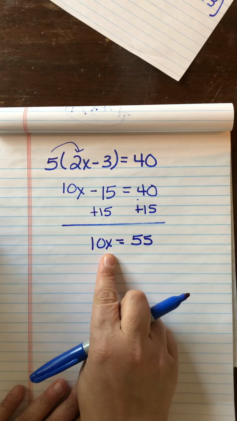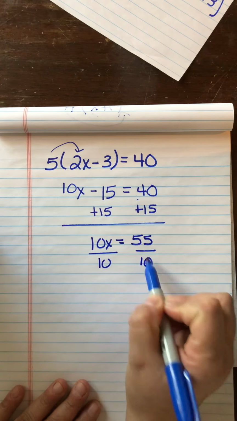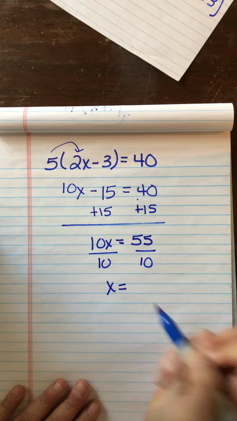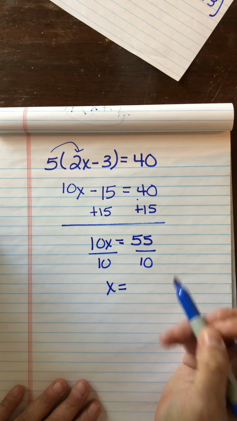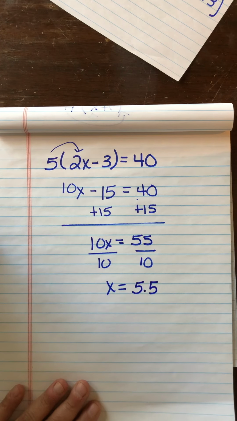10 times some number equals 55. I'm going to divide both sides by 10. And I find out here that x equals, not actually a whole number this time, I'm going to get a decimal, 5.5. Okay, so you're going to solve 4 problems like that today.